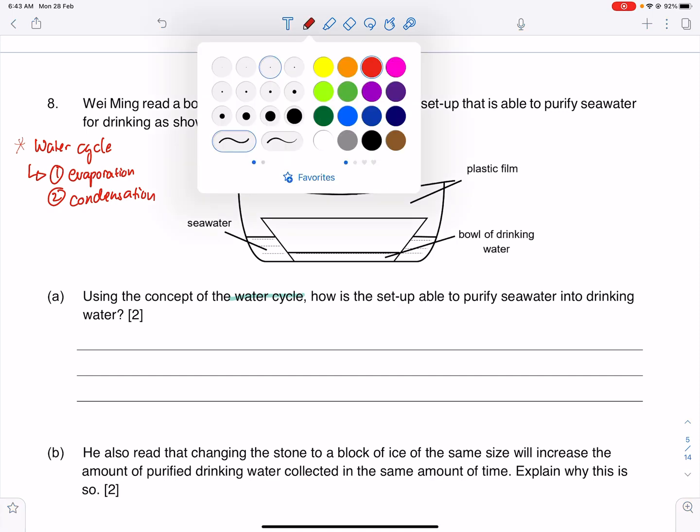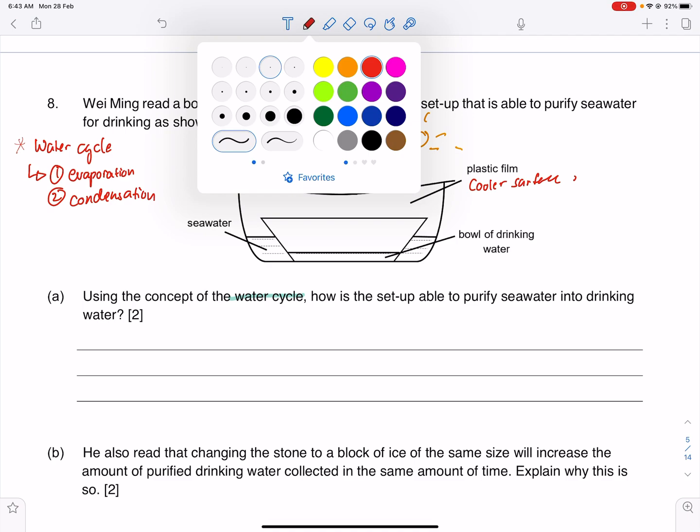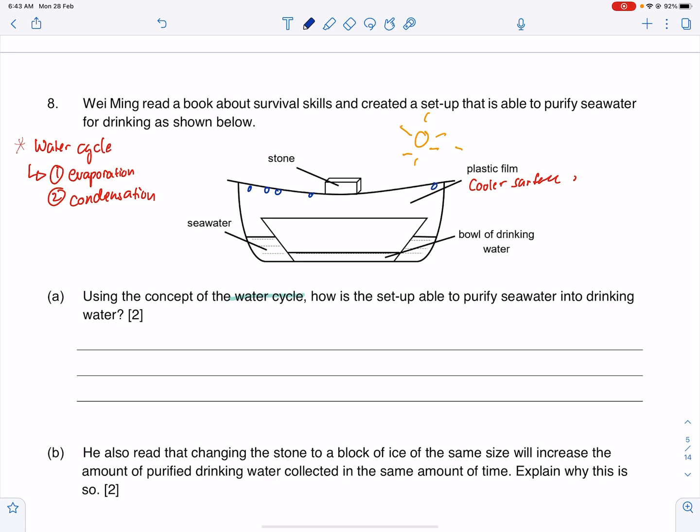So what happens in the actual process is that this part, your seawater, will actually gain heat from your sun, and it will evaporate into warmer water vapor. The warmer water vapor will then touch a cooler surface, which is this plastic film here. Just going to pen that down for you. And then it would lose heat and then condense into tiny water droplets. So this stone helps to weigh your plastic down such that it forms a depression, allowing your water droplets to then roll towards the center, meet each other, form bigger water droplets, causing it to actually drip into this bowl.